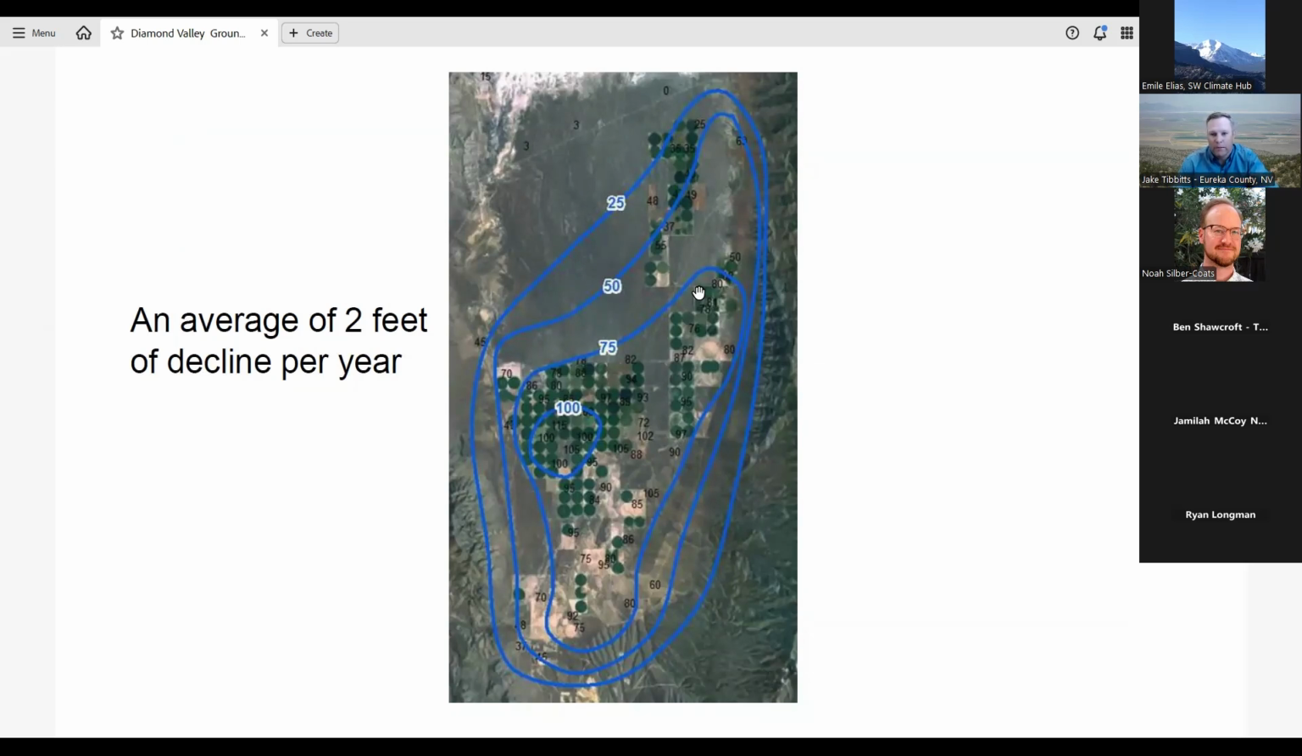This slide is actually a few years old. The average drawdown of the water table in Diamond Valley has been about 2 feet per year, and that's average. So some areas it can be as much as 4 or 5 feet, others it's maybe only a half a foot, but on average it's been 2 feet decline per year, and that's been going on for over 50 years. So in the main pumping area of Diamond Valley there in the center, we've had over 100 feet of drawdown, and then it extends towards the periphery.